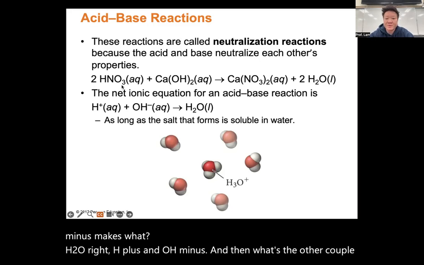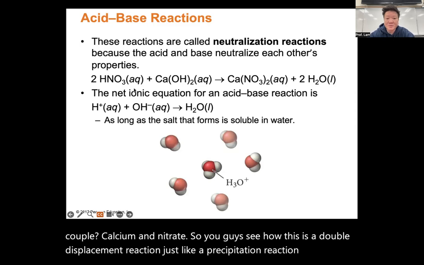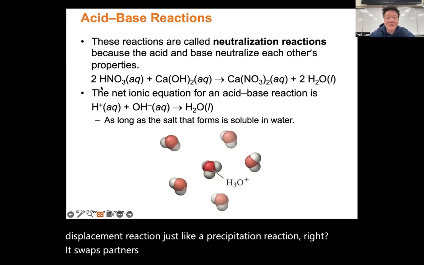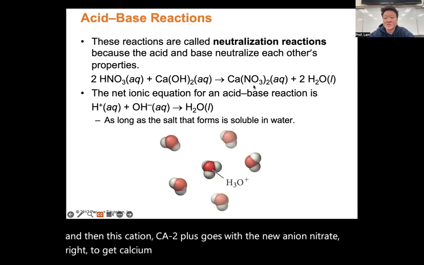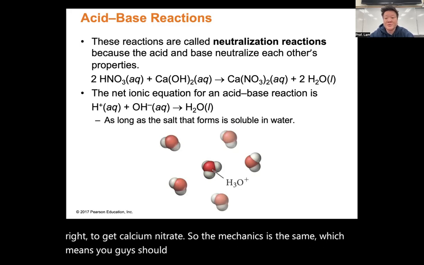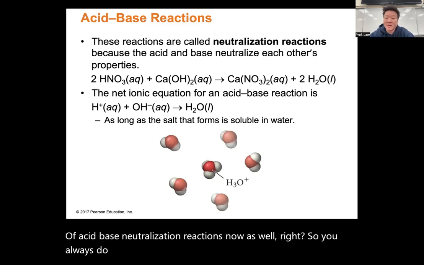Calcium and nitrate. Do you guys see how this is a double displacement reaction, just like a precipitation reaction? It swaps partners. The cation here goes with a new anion, and then this cation, Ca2 plus, goes with the new anion nitrate, to get calcium nitrate. So the mechanics is the same, which means you should be able to predict the products of acid-base neutralization reactions now as well. You always do the double displacement first, and then you balance the equation.